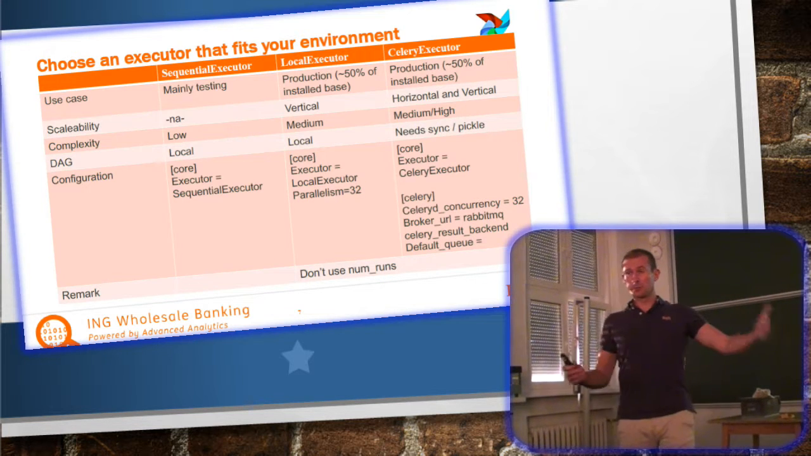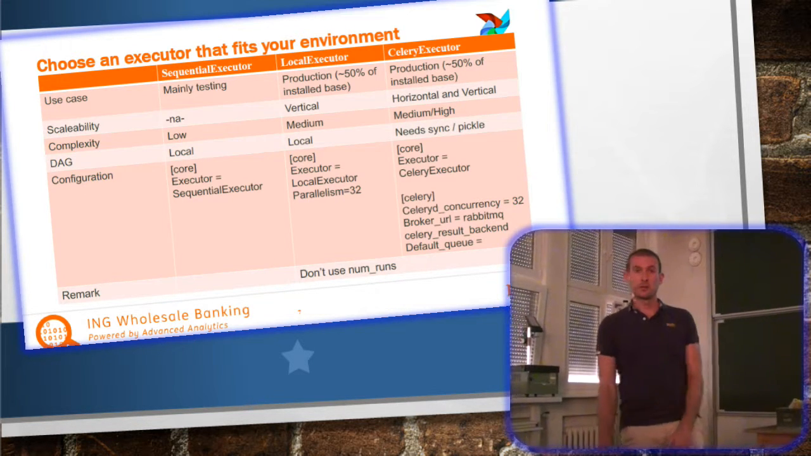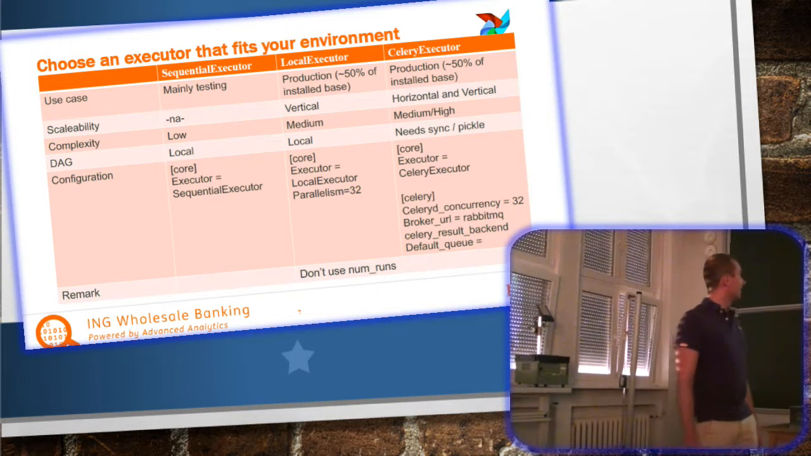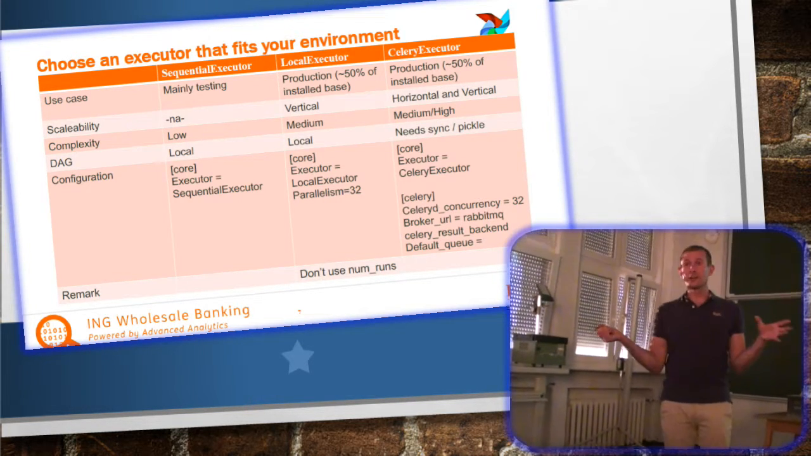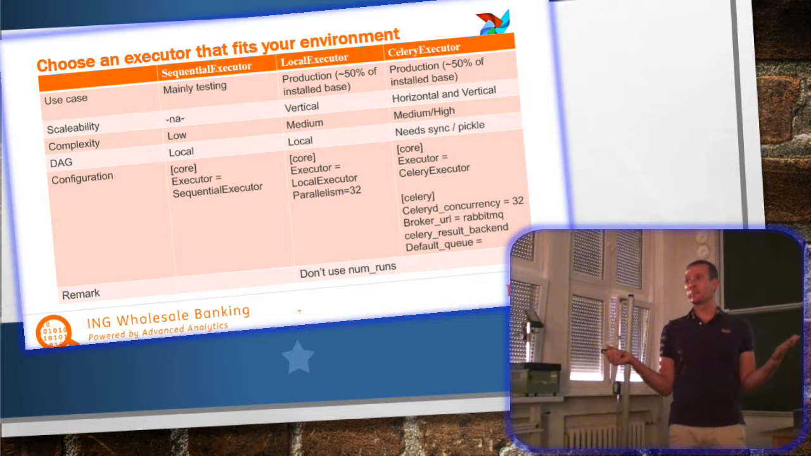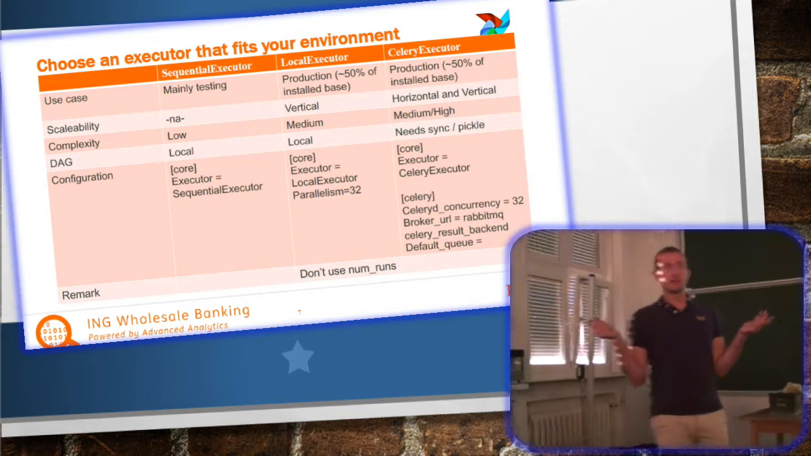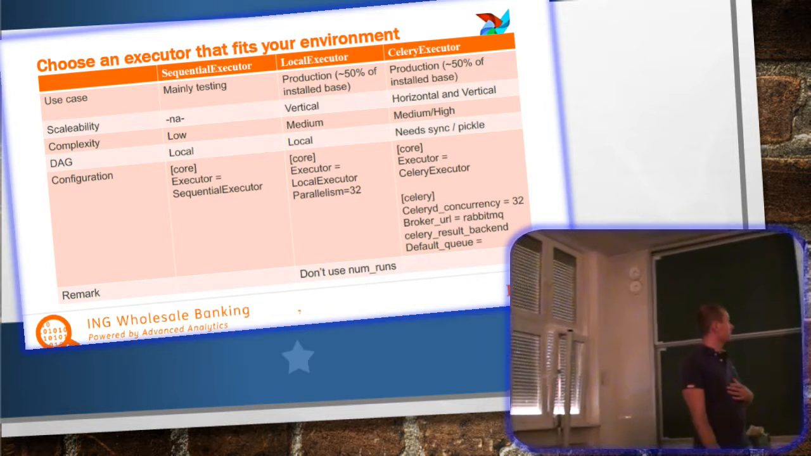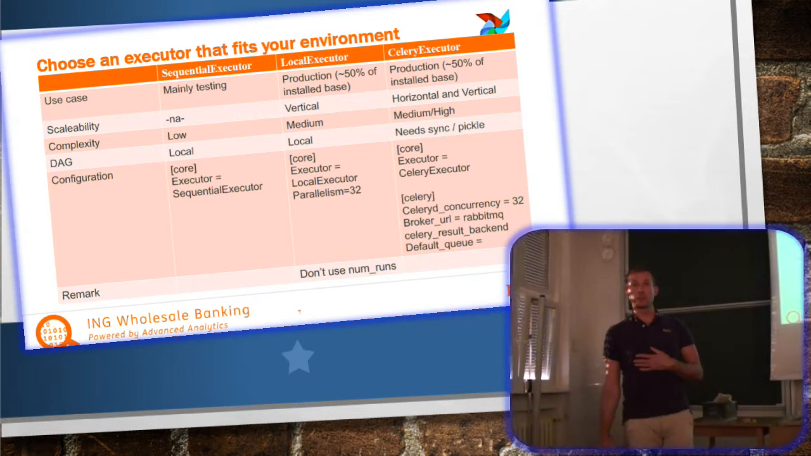The sequential executor is what you get out of the box, and you get it for free. You don't have to do much with it. It works. It's very low complexity, but everything works locally and only one task at a time. That's what we get. If you want more parallelism, you want to try some things, you'll have to switch your backend to a database that allows concurrency.